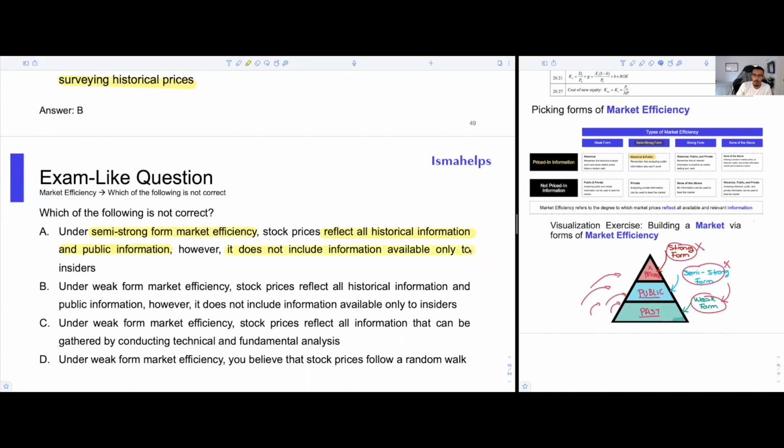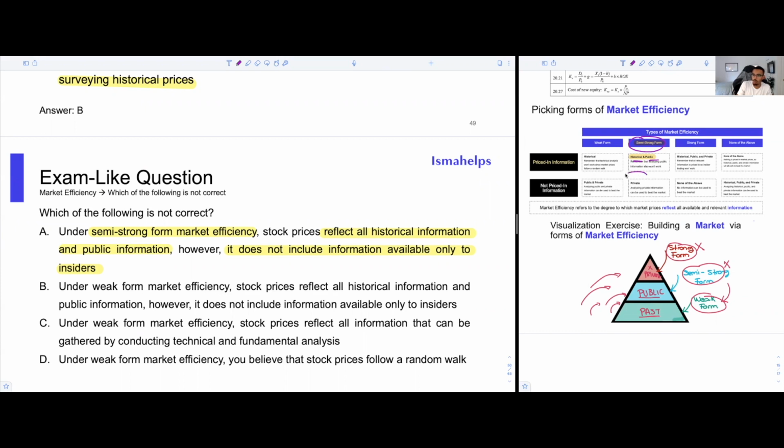That's pretty correct, because they're telling you, if we go to our framework, that we're under a semi-strong form of market efficiency. And they're telling you so far that the information that is priced in, yeah, 100%, is historical information and public information.